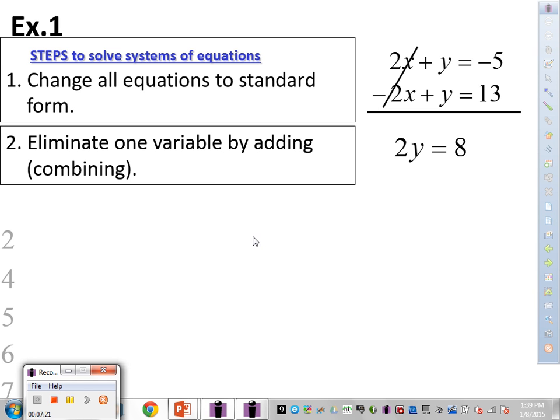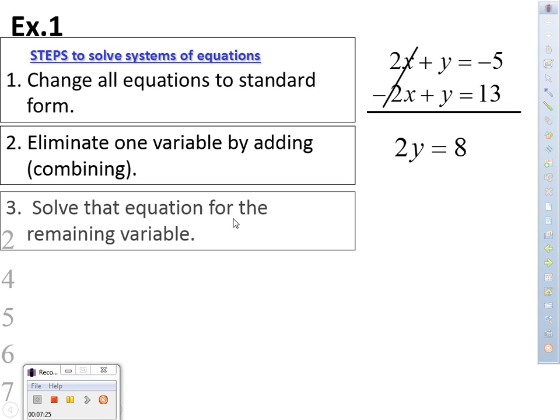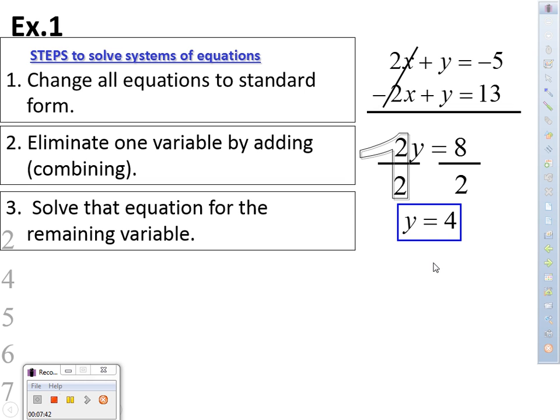Let's go to step 3. Step 3 says, solve the equation for the remaining variable. So let's solve for y. So what do we do? Divide by 2, divide by 2. 2 divided by 2 is 1. 1 times y is y equals 4. And the rest of it is the same as what we did before. Remember that the last 3 steps were the same?